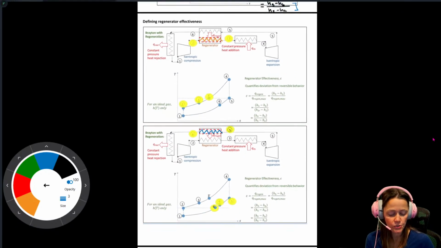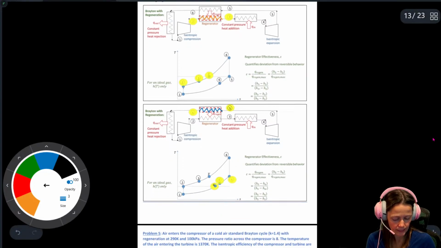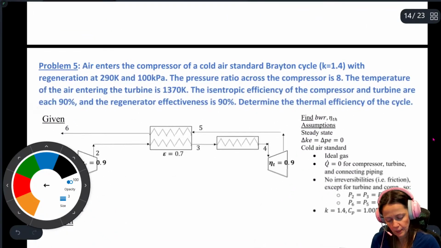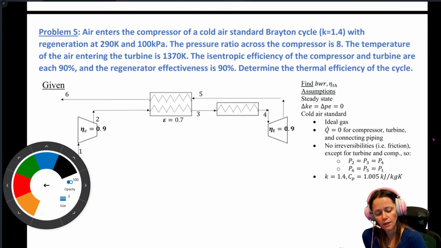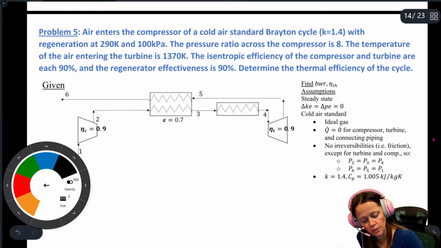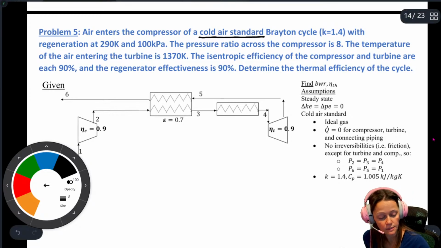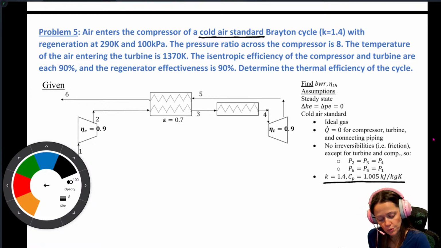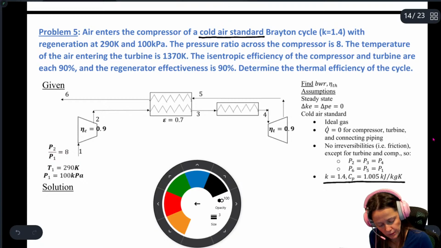All right, so let's work a problem and see what we can do. Problem 5. Air enters the compressor of a cold air standard cycle with regeneration, which means our specific heats are assumed to be constant, k equal to 1.4. It enters the compressor at 290 Kelvin and 100 kilopascals. The pressure ratio is 8.